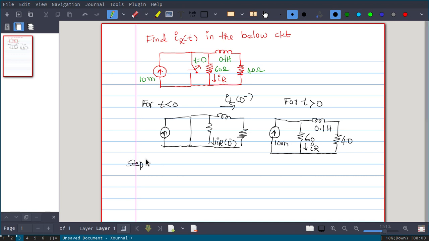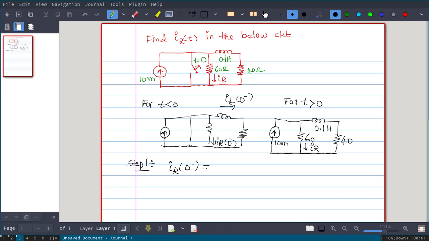Step 1. The question is to determine an expression for IR of t. So step 1 will be, we will first calculate IR of 0 minus. To find IR of 0 plus, we do not need IR of 0 minus. That is, for an inductor, to calculate IL of 0 plus, you need IL of 0 minus. For a resistor, we don't need it, but still we will calculate all the values. Okay, we don't need IR of 0 minus to calculate IR of 0 plus. Anyway, we will calculate this value.